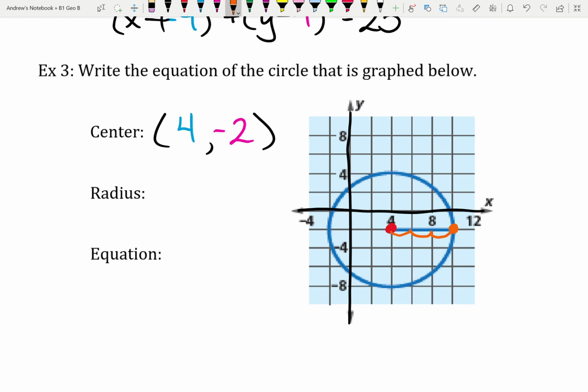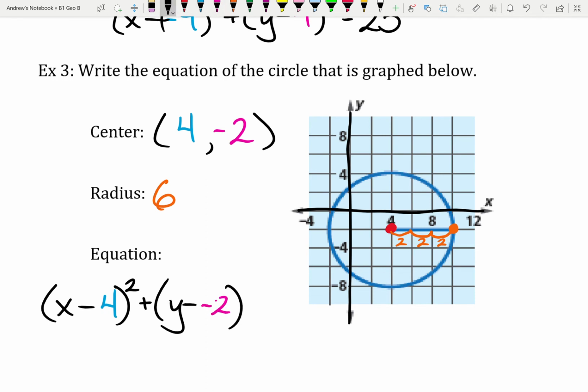Okay. So now what we've got is it took 3 little hops here. And we were just talking about how each little box is 2. So it's 2, 4, 6. My radius is 6. After that, for the equation, same thing as what we were just doing. It's x minus the h squared plus y minus the k squared equals the radius squared.